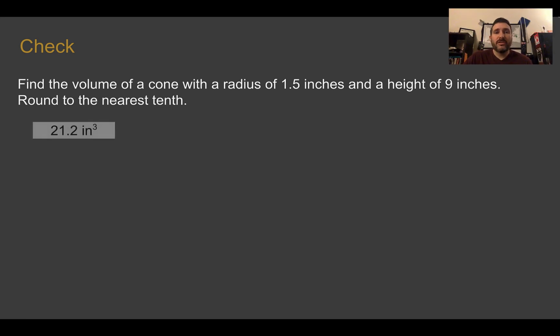Check your answer. This one, the volume is 21.2 cubic inches. So we have our cone, radius 1.5. I'm going to draw it just like we did with the paper cup. Height is 9. So if we're plugging our values in, 1.5 is the radius, so we don't need to divide it by 2. 1.5 times 1.5 is 2.25.